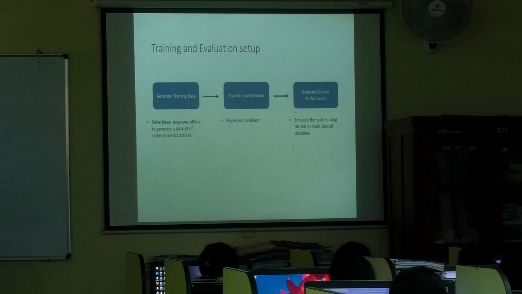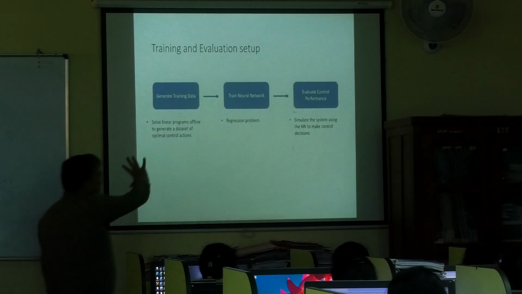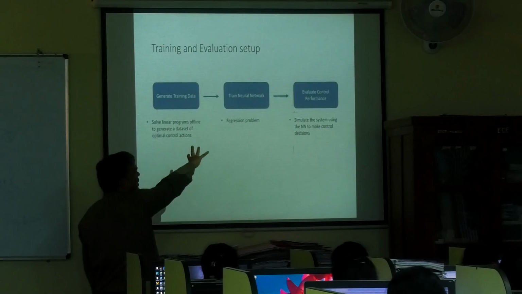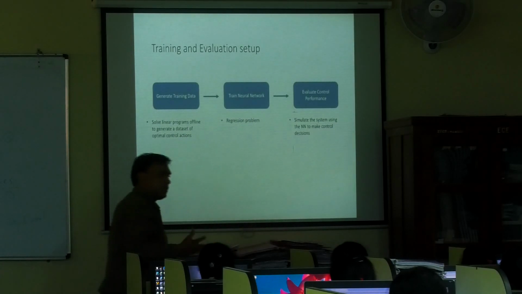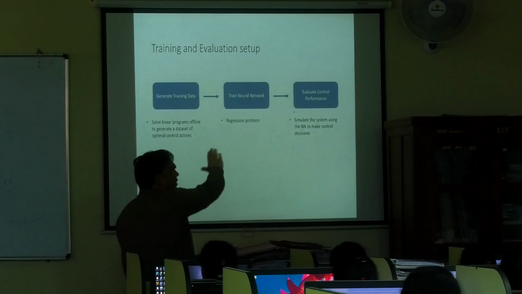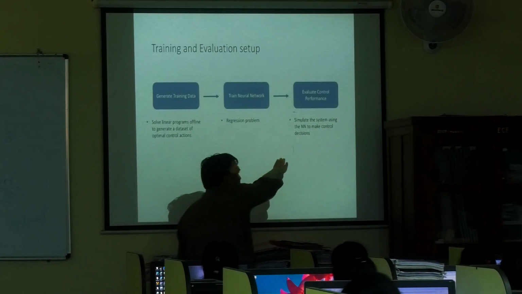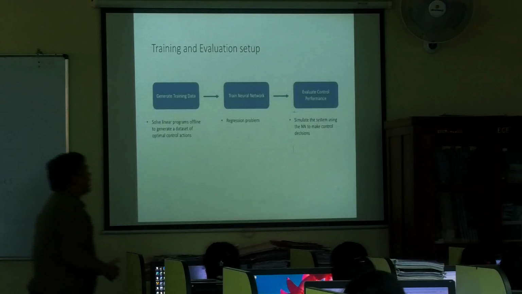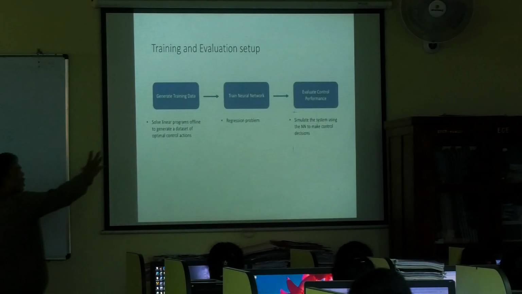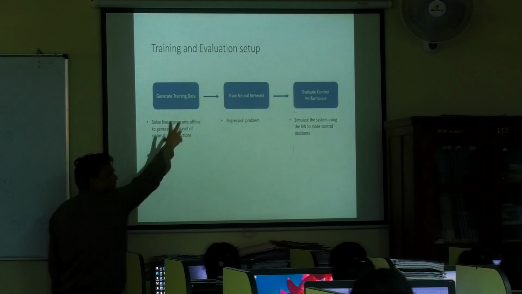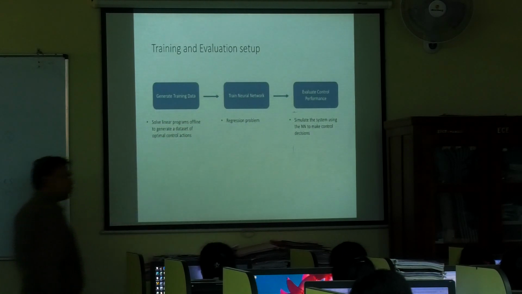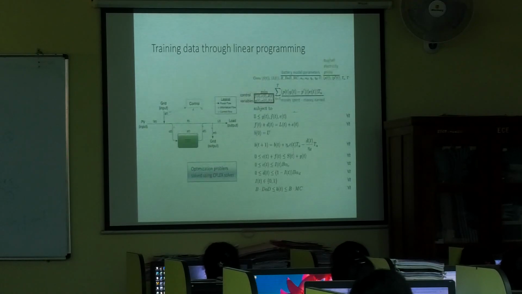Now the training and evaluation setup. Generate the training data, train the model like a regression problem, and evaluate the performance like a control performance. Simulate the system using the neural network and we will make the control decision. So suppose we solve the linear programming offline to generate the data set. The regression problem will develop the model, and finally we are going to evaluate the control performance. So training data through linear programming.